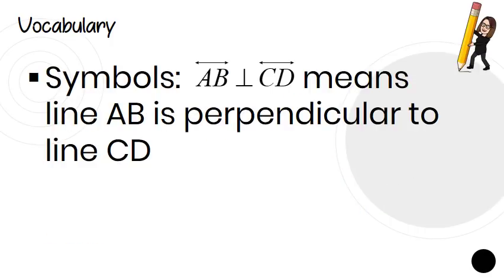Let's talk about the symbol for perpendicular. The symbol for perpendicular looks like an upside down T. The T itself better have a 90-degree angle. And so in the future, in your notes or on work, if you want to abbreviate the word perpendicular, you can use the symbol.